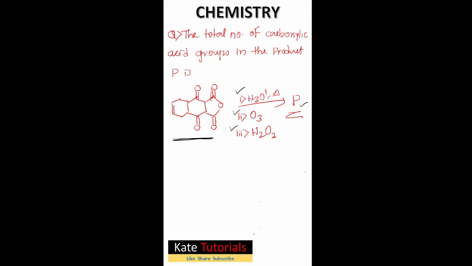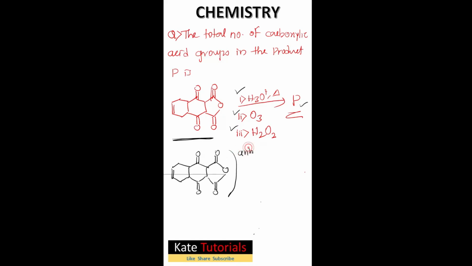This is one of the easiest problems. What I can do is first write the structure of the given molecule. Let us see what happens. This is the given molecule. Here it has got this. Can you understand what this is? This is nothing but the cyclic anhydride.